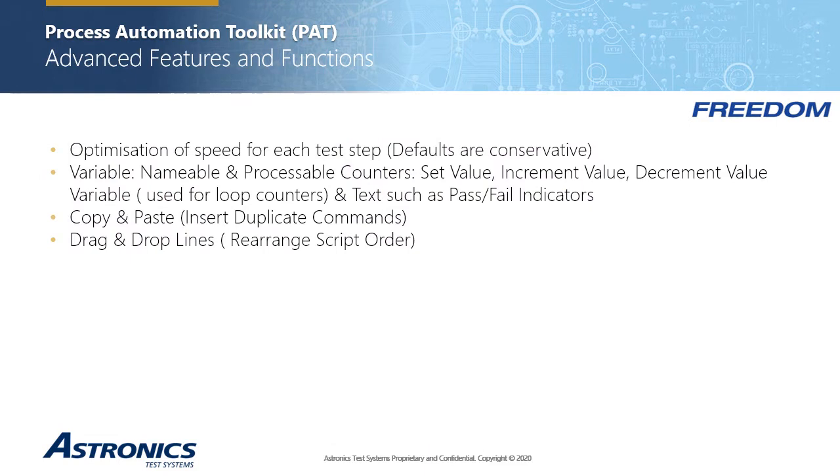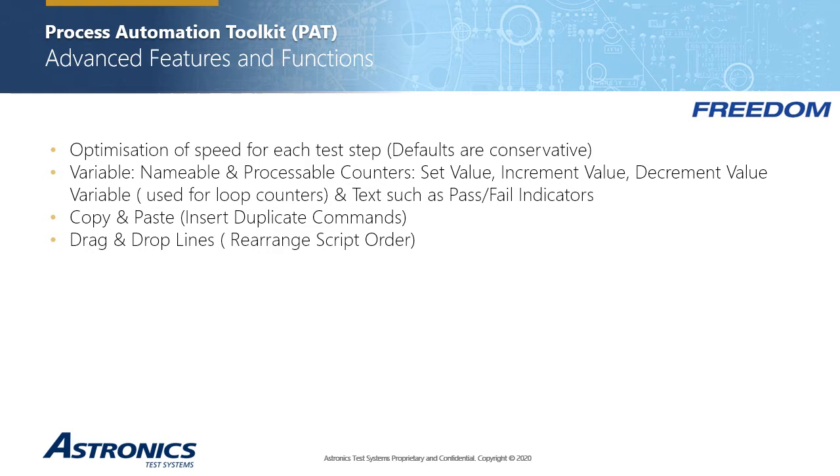Advanced features and functions. PAT has several capabilities, features and functions that are somewhat beyond the scope of this presentation and require a more in-depth explanation. Essentially we can optimize the speed for each step; the default timings for each line are conservative and the test scripts can be speeded up. Variable, nameable and processable counters: you can set the value, increment value, decrement value. Variables are used for things like loop counters and text such as pass-fail indicators.